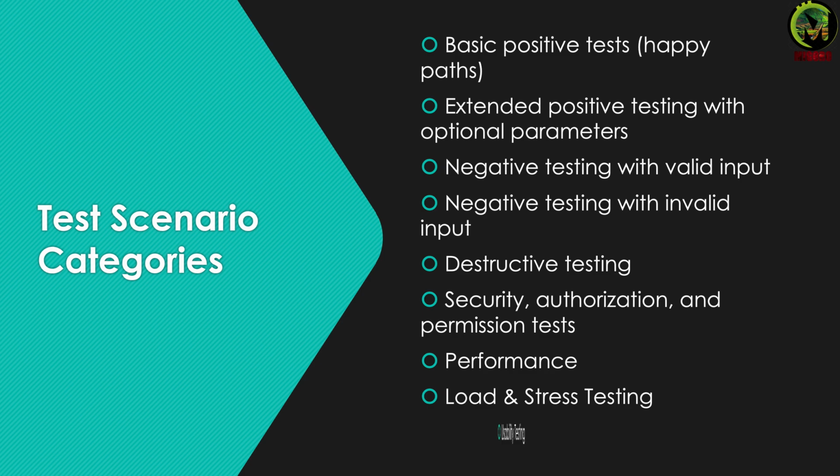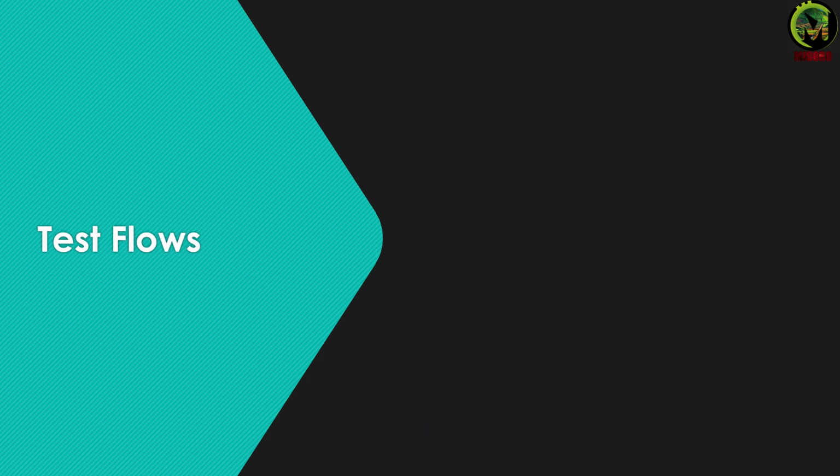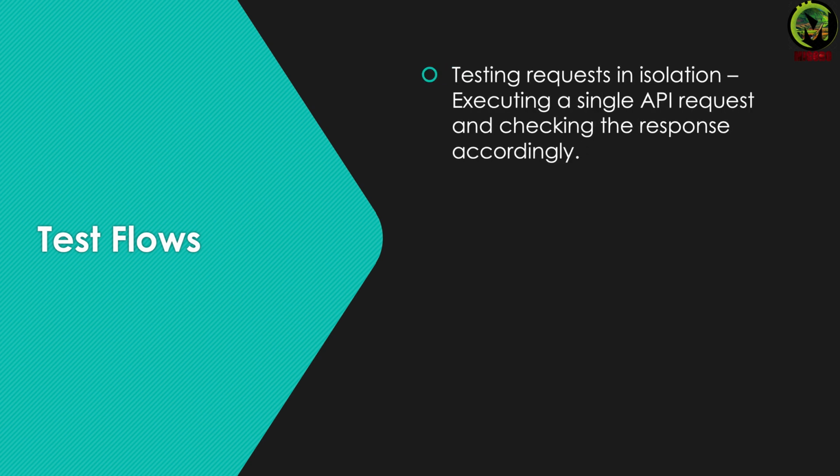Usability testing is to validate the complexity of our APIs. We all would like it to be simple and easy to use, right? Coming to the test flows, we got to look at different aspects of API usage. We will start testing these APIs in isolation, that is executing a single API request and checking the response accordingly.